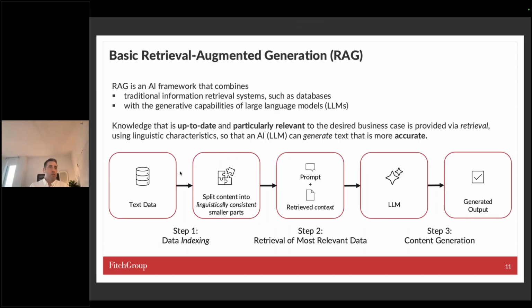This is the basic pipeline. If you've done any prototypes or POCs, at a very minimum, this is what you've done. You have some text data, you have to index it. You get a prompt and you retrieve the context. You pass all of that to a language model, and you serve an output to a user.